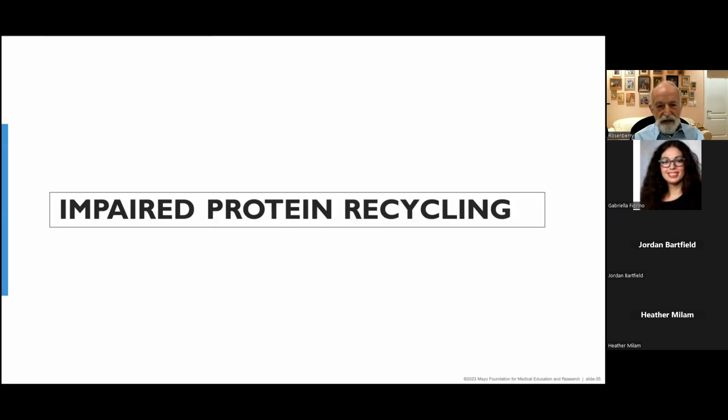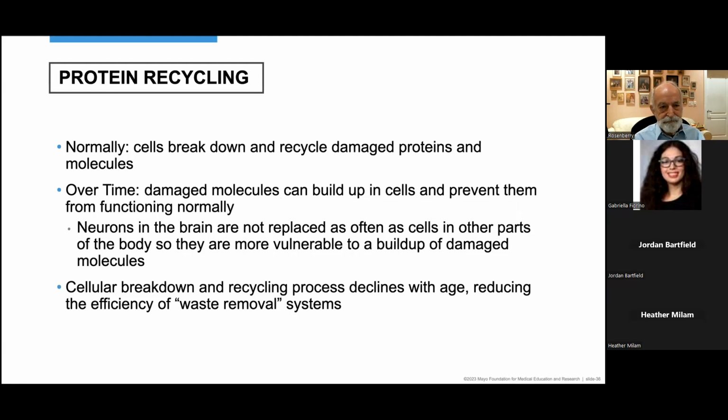Impaired protein recycling. Next. Normally, cells break down and recycle damaged proteins and molecules. Over time, damaged molecules can build up in cells and prevent them from functioning normally. Neurons in the brain are not replaced as often as cells in other parts of the body, so they are more vulnerable to a buildup of damaged molecules. The cellular breakdown and recycling process declines with age, reducing the efficiency of waste removal systems.